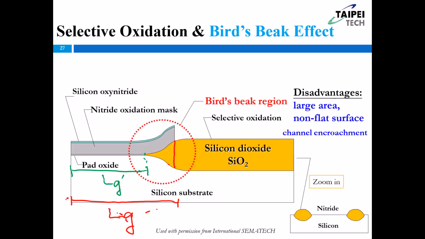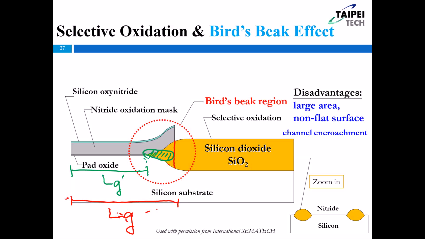Or the gate length becomes the green region, right? Because of the lateral growth, this region between here and here is the lateral growth. Originally, I only want the silicon dioxide to stop here, but the oxygen goes to the left-hand side to react with the silicon here. So all of this area is the lateral growth, okay? So the gate length, originally Lg, now becomes Lg prime, okay?